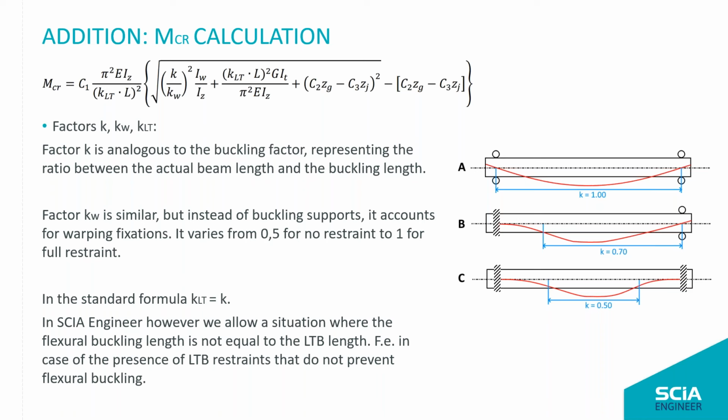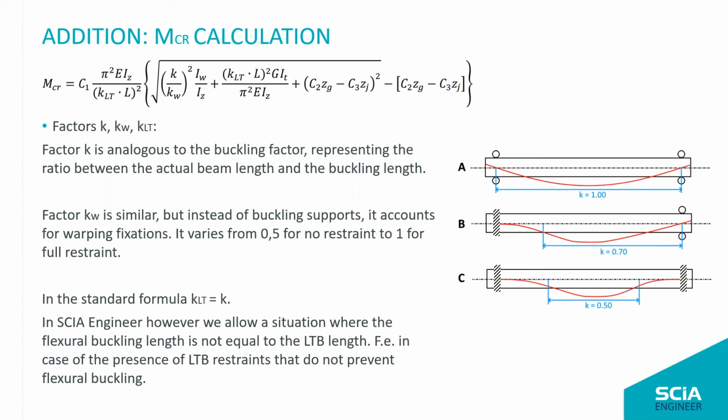The factor KW is a similar one, but instead of buckling supports, we account for the warping fixation. So whether or not the end and the beginning of our beam are free or fixed for warping, again, we range from 0.5 for no restraint to 1 for full restraint.